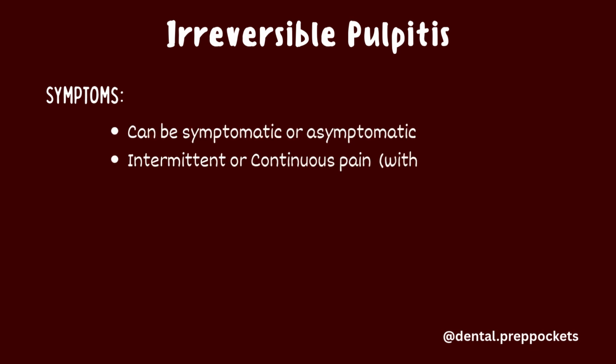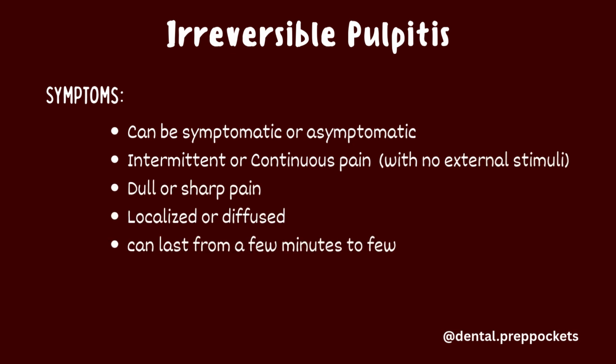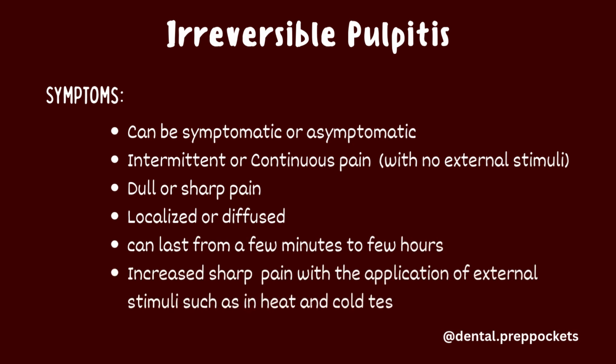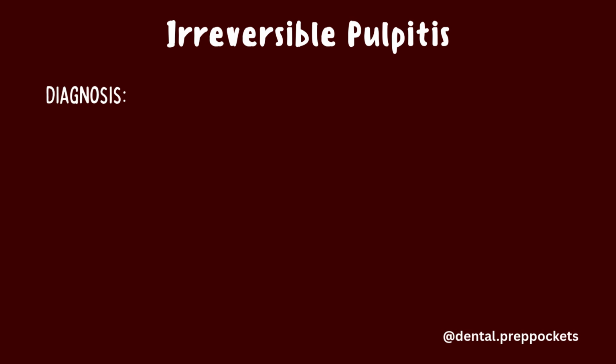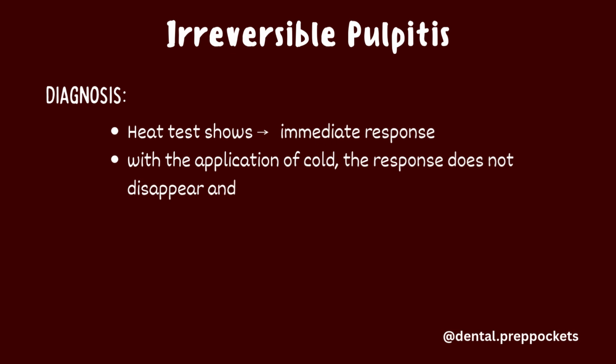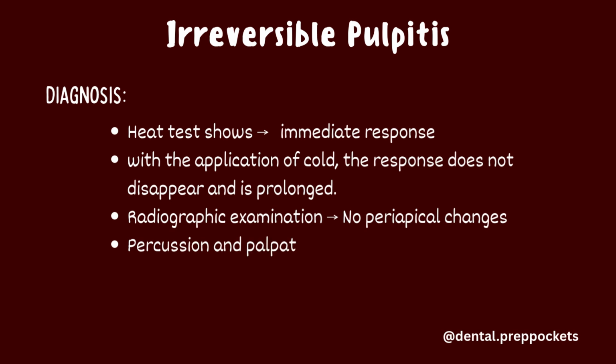Patients may complain of pain being intermittent or continuous in nature, even when no external stimuli are applied. The pain can be localized or diffuse, and may be dull or sharp in nature, lasting from minutes to hours. When a heat test is applied to the tooth with irreversible pulpitis, there will be an immediate response. However, when a cold test is applied, the response is prolonged and does not disappear. Occasionally, application of cold in patients with painful irreversible pulpitis causes vasoconstriction, a drop in pulpal pressure, and subsequent pain relief. This condition is referred to as hot tooth.